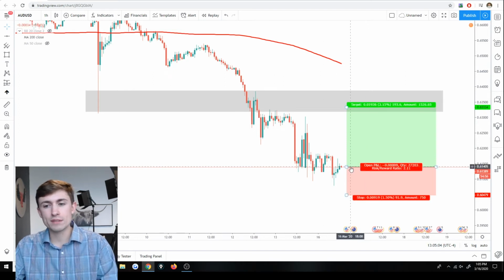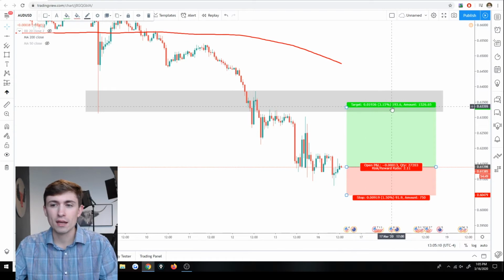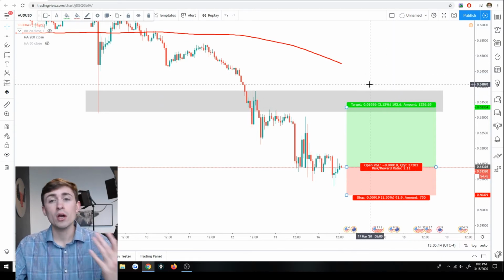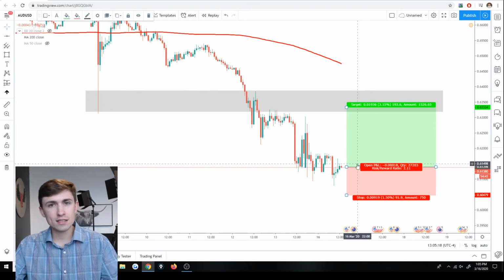So we've got our long position. Let's say that we're risking 91 pips here on the downside to try and make 193 pips here on the upside, kind of a swing trade setup. Now we need to know what position size we take. And let's say that we have something like a $5,000 account.